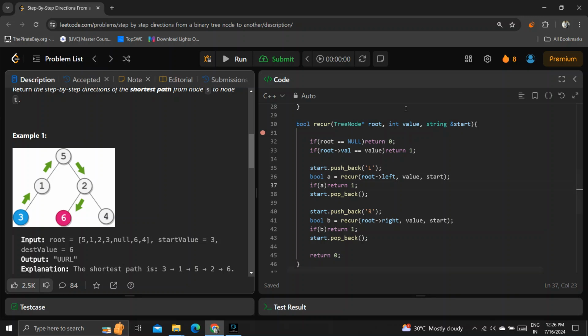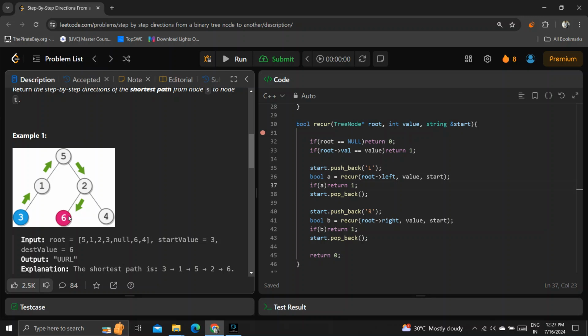Now we will move to the left. We move to 2. We check whether our root is null. Our root is not null, and our root value is not equal to 6, that is 2 is not equal to 6. We will move forward. Now we will again come here and push L. So basically this L is here, R and then L.